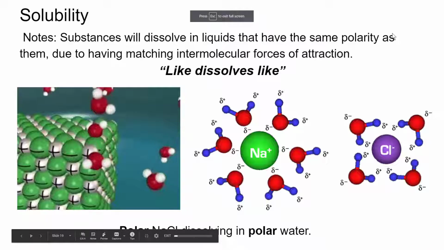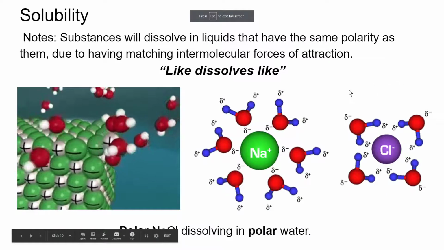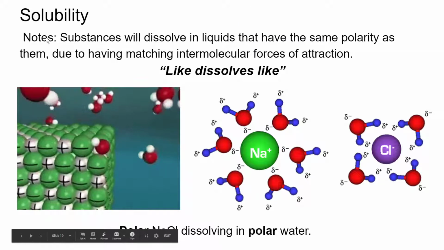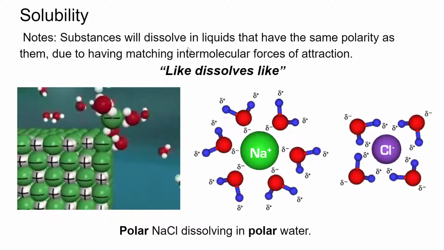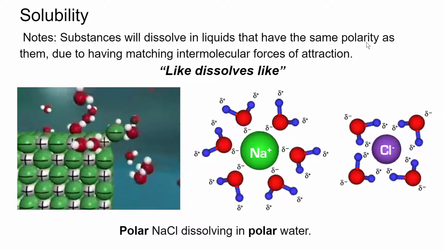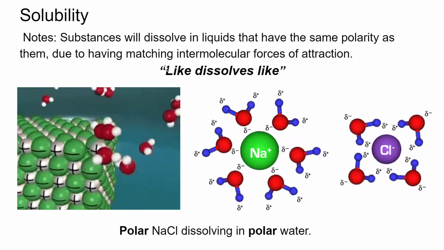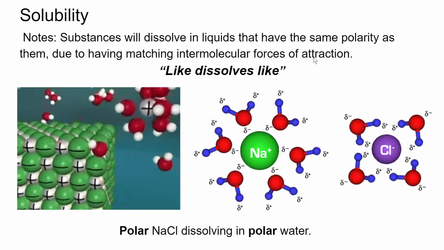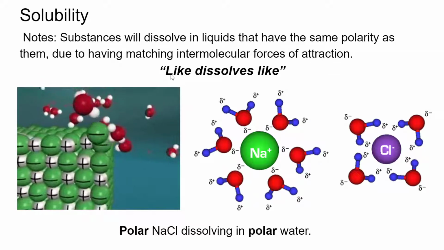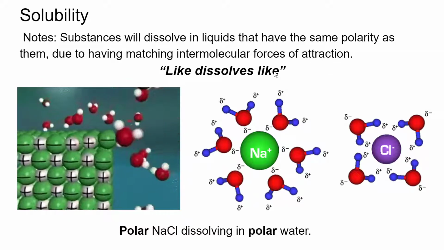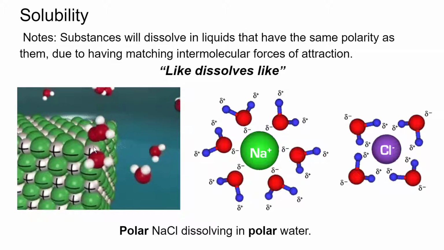Welcome back to the last video on electronegativity. So this is to do with solubility. Substances will dissolve in liquids that have the same polarity as them due to having matching intermolecular forces of attraction. This can be simplified down to like dissolves like. So we saw this before.